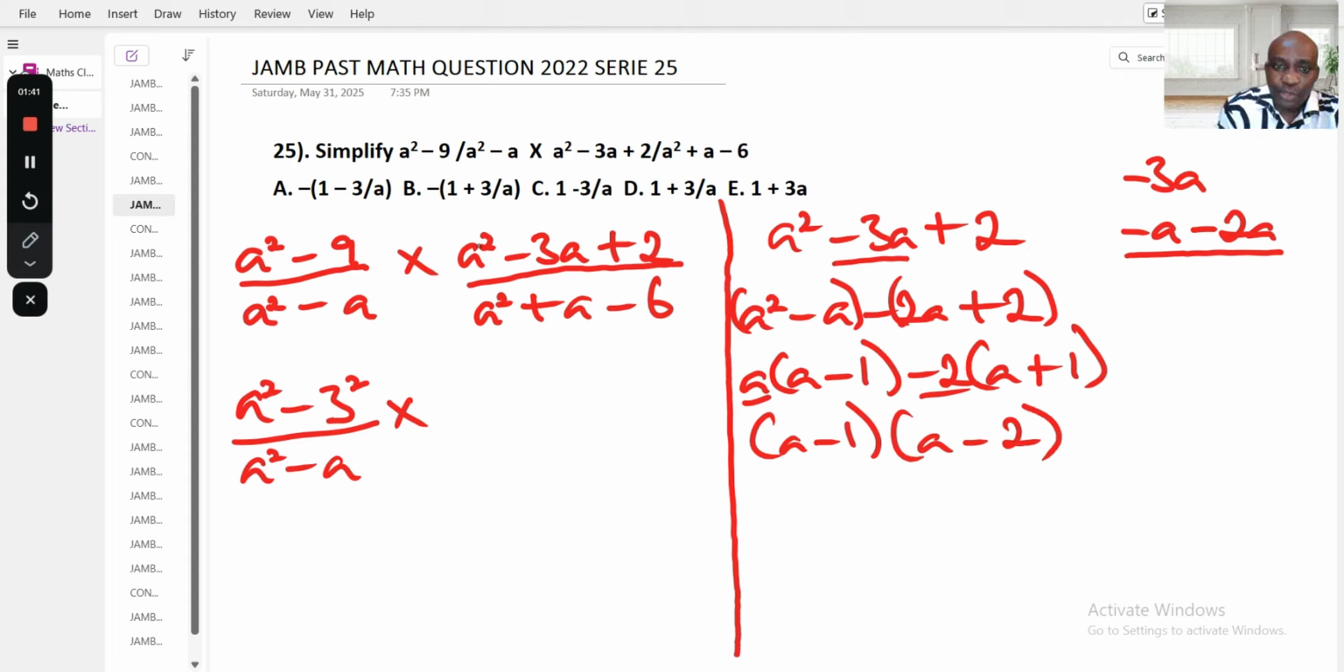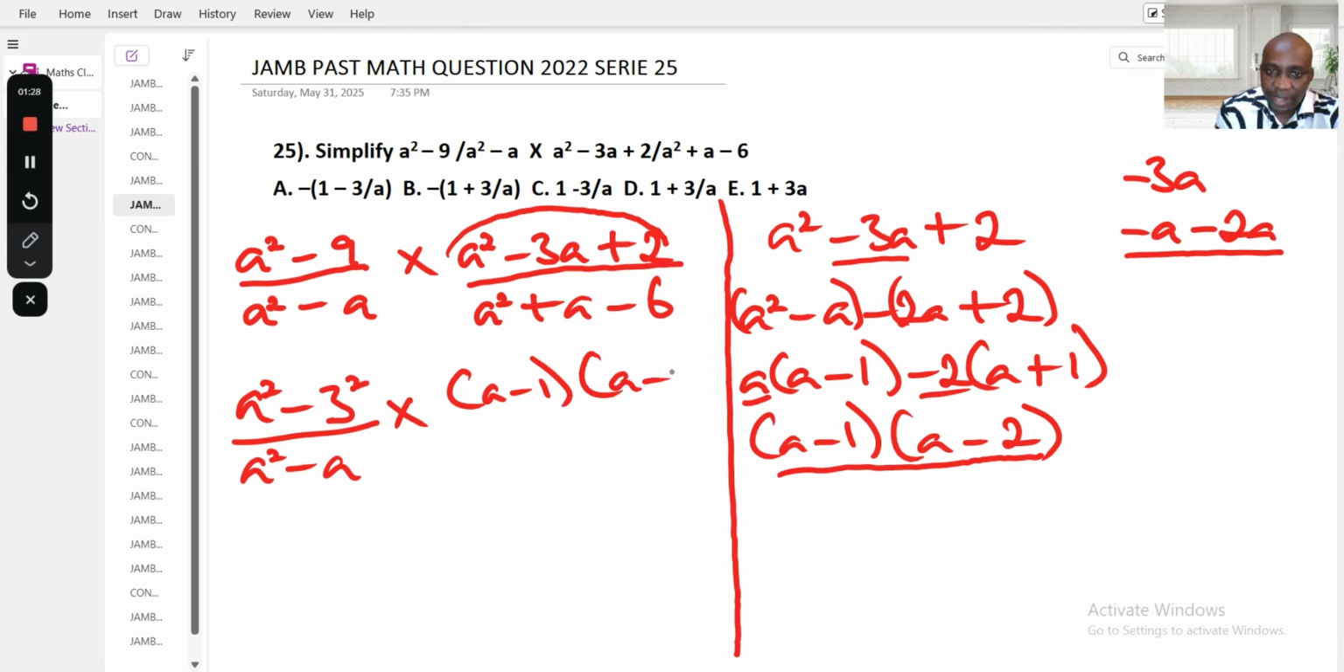Therefore, we are going to take this one out and replace it with this one: a minus 1 bracket a minus 2. We have replaced that one over.